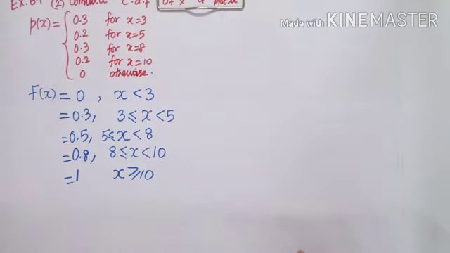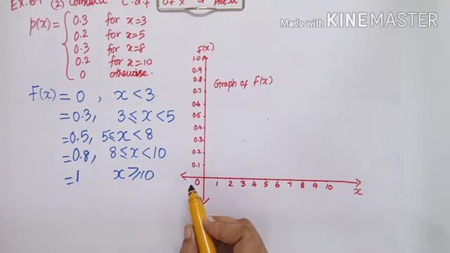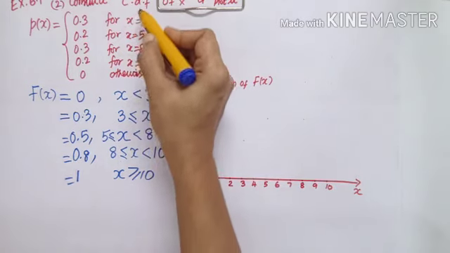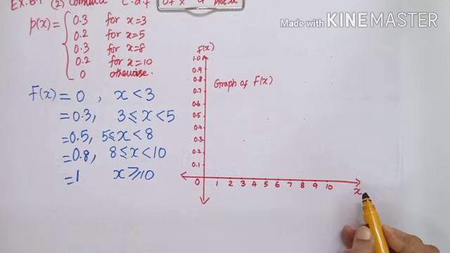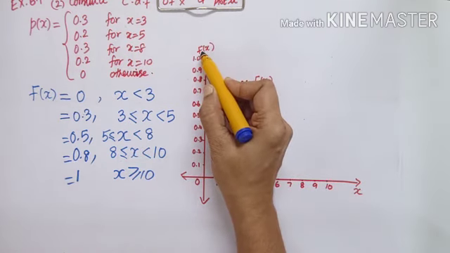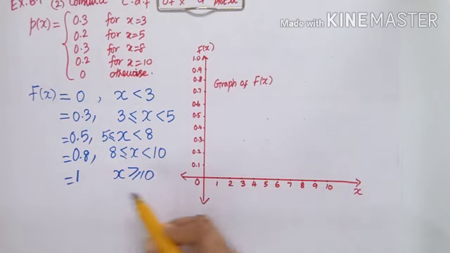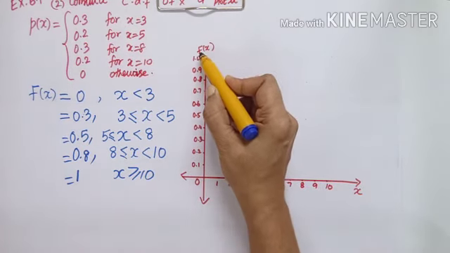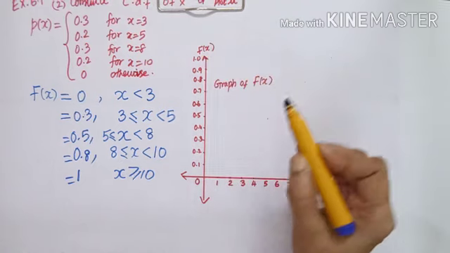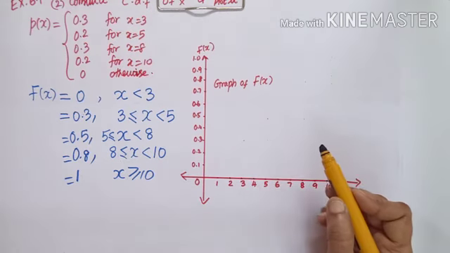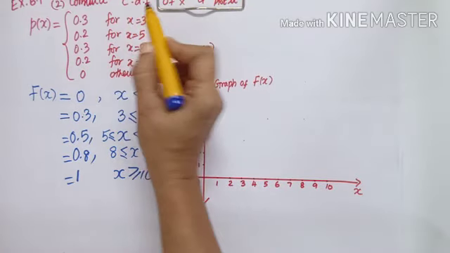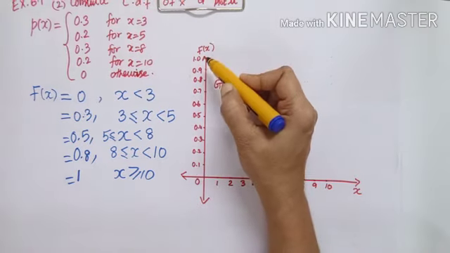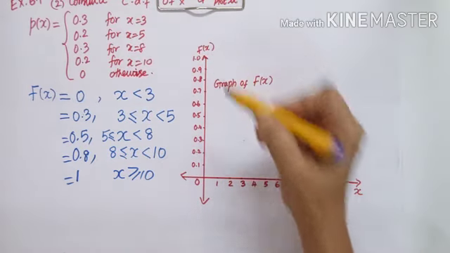Now how to plot it? We have marked these values along the x-axis. The highest value is 10, so let us mark from 1 to 10. F of x starts from 0 and the highest value is 1. Capital F of x denotes CDF. Let us write it correctly. In this chapter we have small f of x also, denoting PDF. So let us write capital F of x for CDF, cumulative distribution function. On the y-axis, 0 to 1, we have marked 0.1, 0.2 like that.